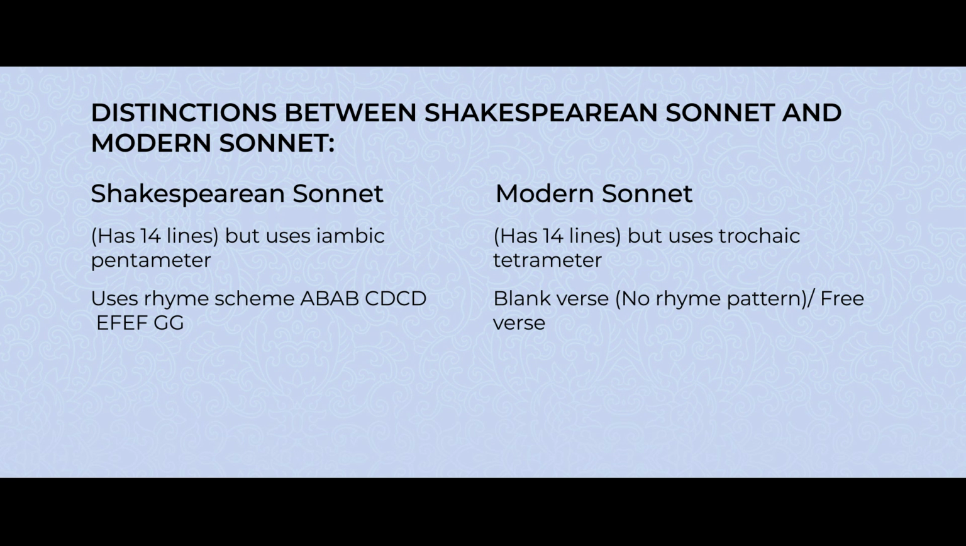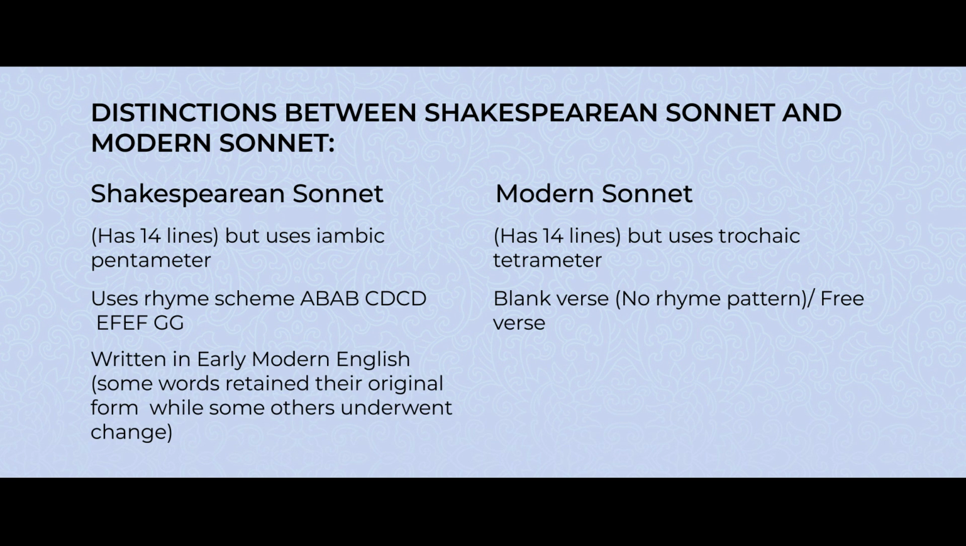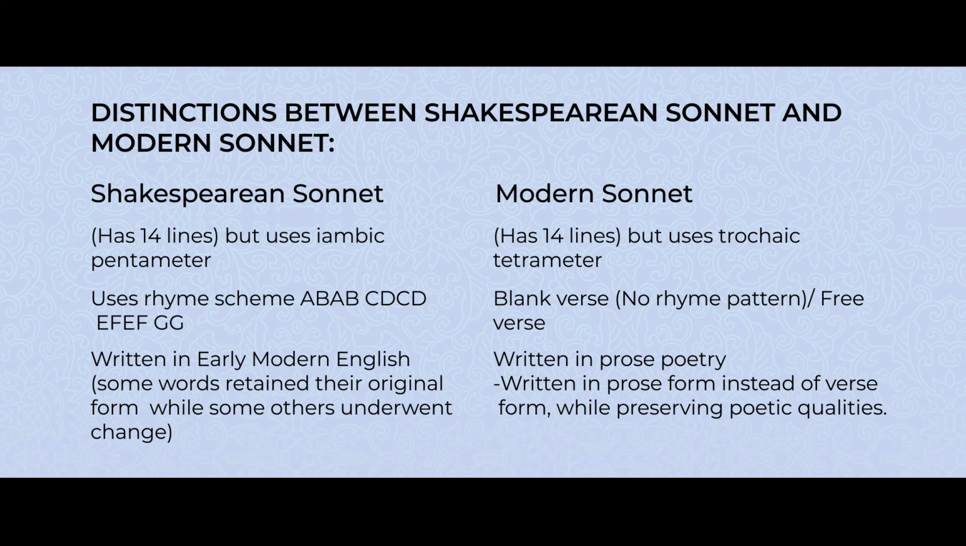The third distinction is with regard to language. Shakespearean sonnets are written in early modern English, where some words have retained their original form while others underwent change. Modern sonnets are written in prose poetry, which means it is written in prose form rather than in verse form, but without failing to preserve the poetic qualities.